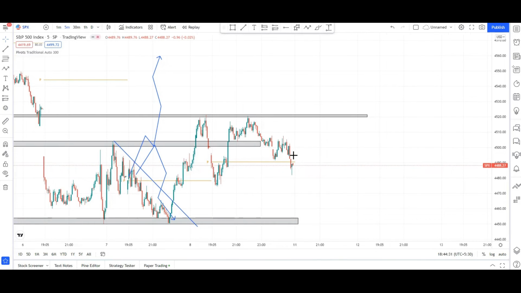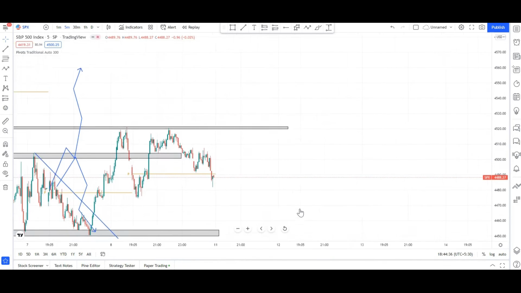Okay guys, so what we have discussed, SPX exactly worked like that. So hope you have got a very nice trade in SPX.